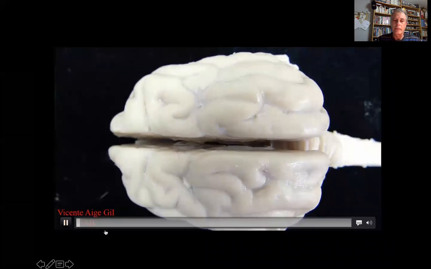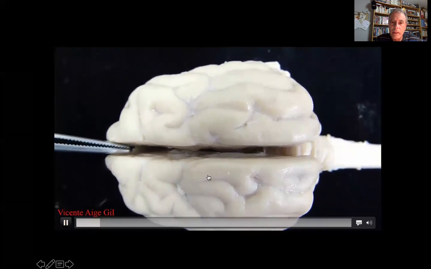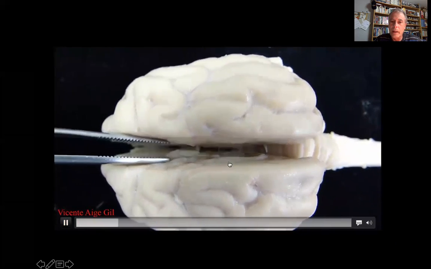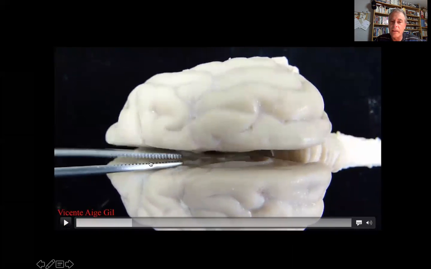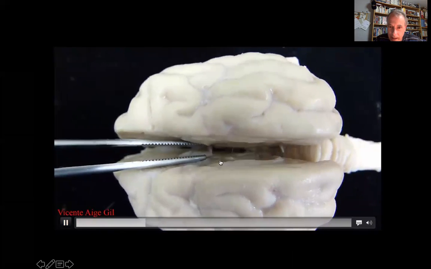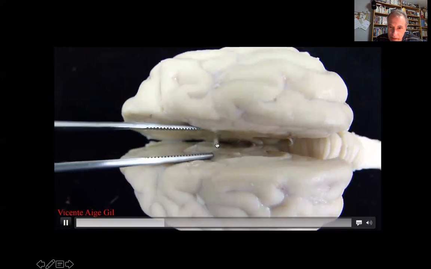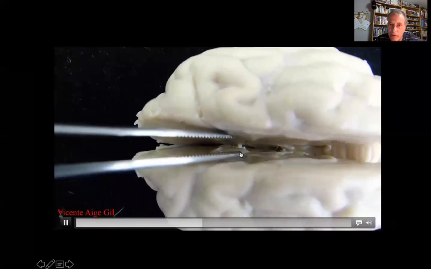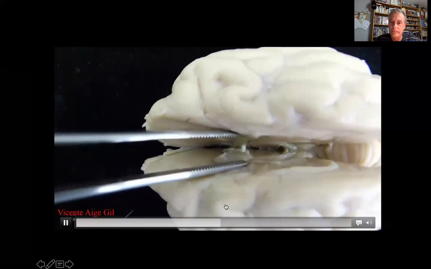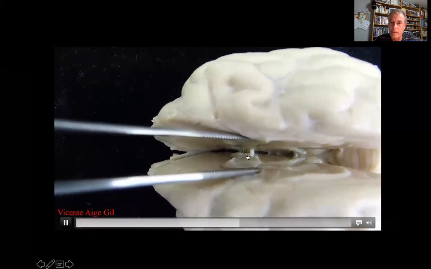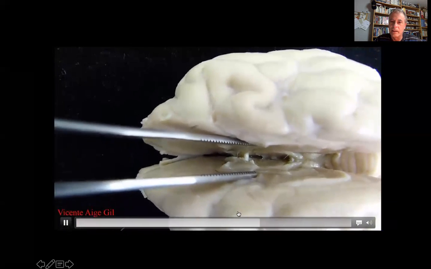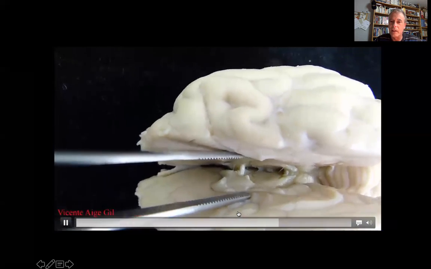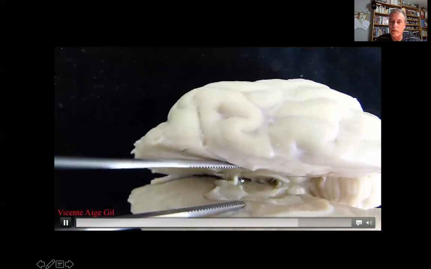Let's have a video. Now we split both cerebral hemispheres because I have cut the corpus callosum. And this is just to identify here the rostral commissure. This is the rostral commissure here. Right? It's quite easy to identify the rostral commissure in a dissection.